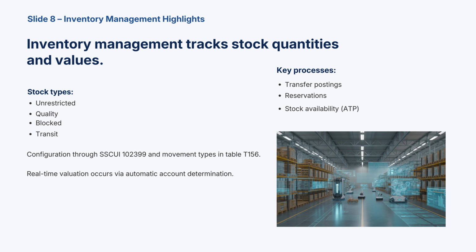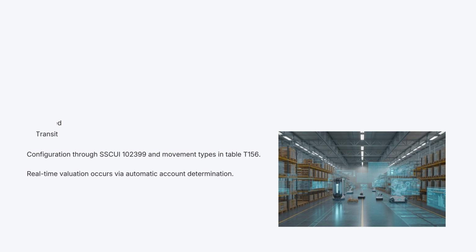Inventory management highlights. Inventory management maintains both quantity and value accuracy. It categorizes stock as unrestricted, quality, blocked, or transit. Transfer postings and reservations are common operations. ATP checks ensure product availability. Automatic account determination updates valuation accounts instantly. Table T156 governs movement types, and T030 links valuation to GL accounts.